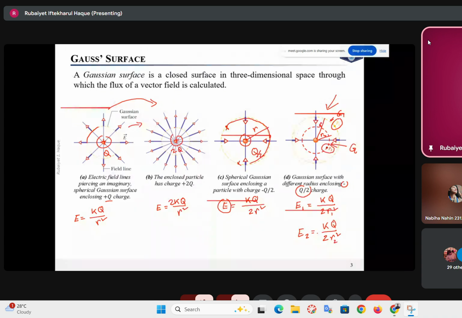Get the idea here? What is going on? The same amount of charge is enclosed by multiple Gauss surfaces. That is also possible, but then you have to calculate the electric field with respect to the distance. But if you calculate the flux, it will be the same. Flux will be the same for both. We will come back to the flux later on. Is the concept of the Gauss surface clear for you guys?